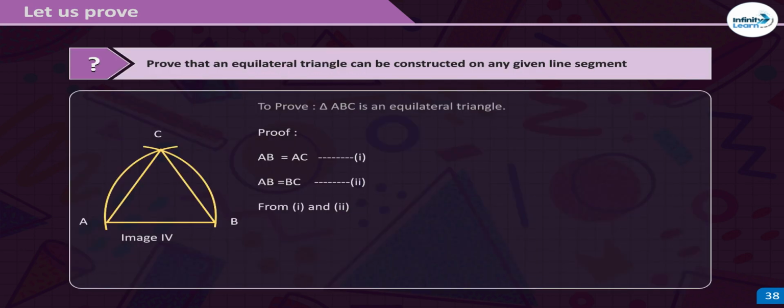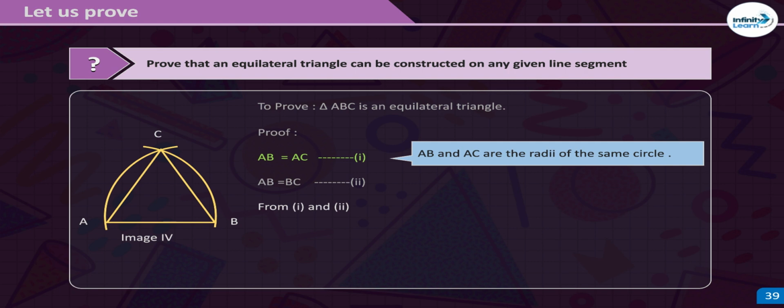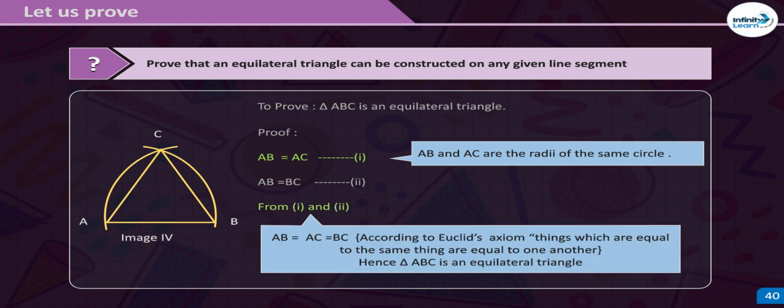Now prove that an equilateral triangle can be constructed. So what is the proof? AB is equal to AC, AB is equal to BC. Equation number 1, equation number 2. So from first and second I can see that AB is equal to BC is equal to AC. I can say that. Okay. Things which are equal to the same thing are equal to one another. Therefore, triangle ABC is an equilateral triangle. Clear? Anybody is having any doubt?